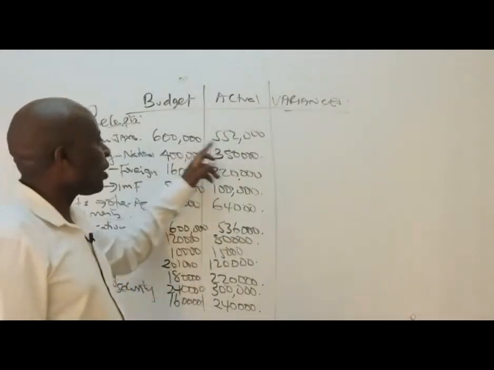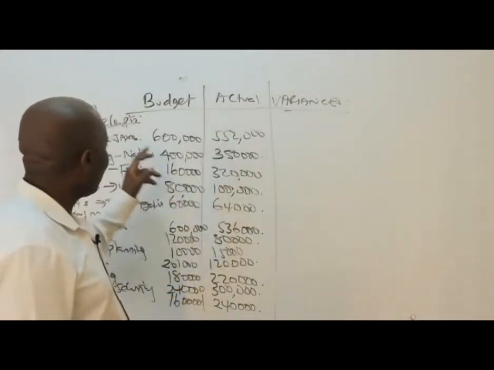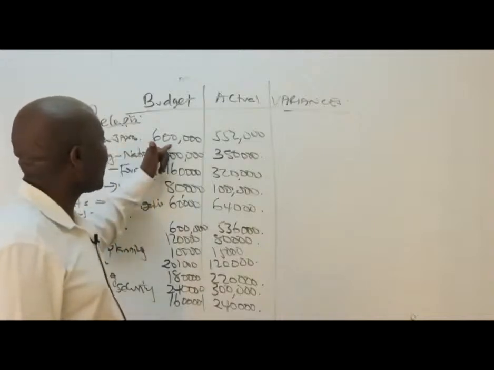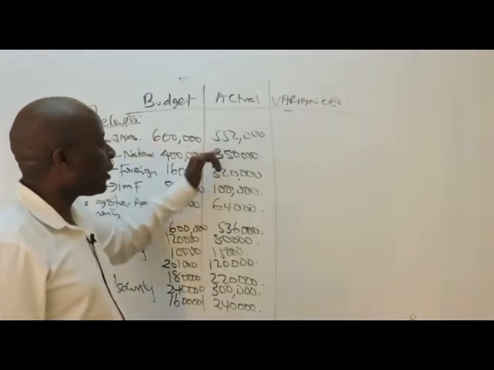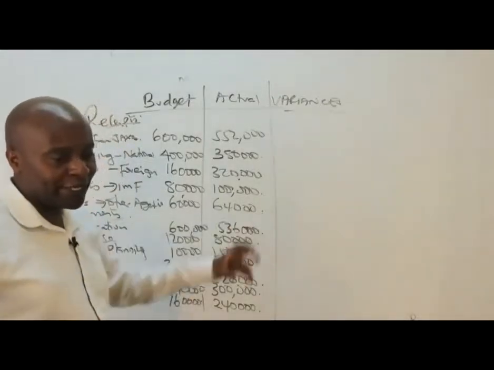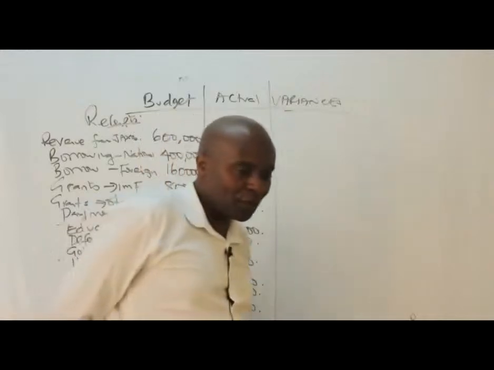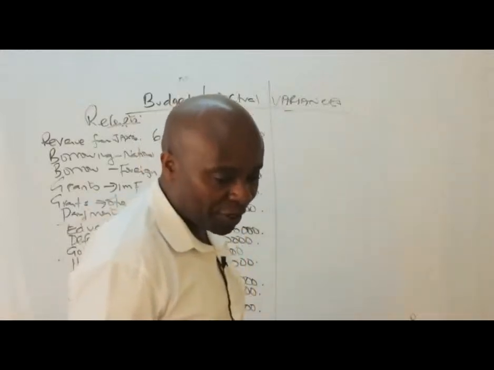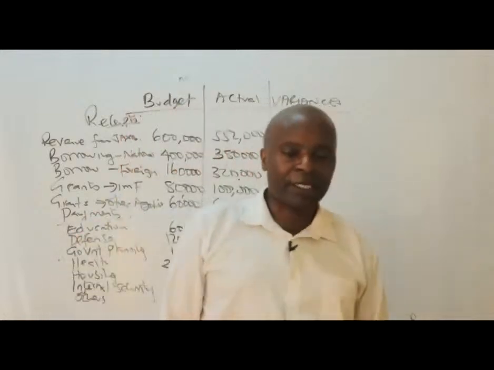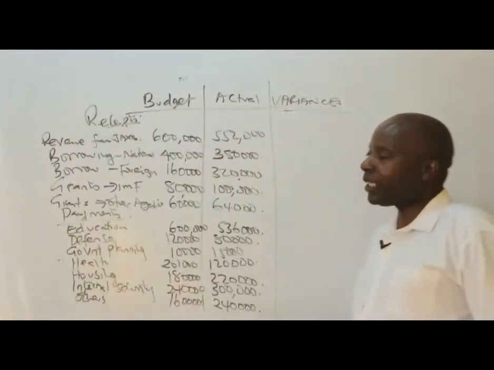So we have 652. Look at this. For taxes, we expected to receive 600,000, but we got 552,000. Could you kindly give me that difference? The difference is what we are calling variance. So Samoy Dennis tells me 8,000. Is that okay?